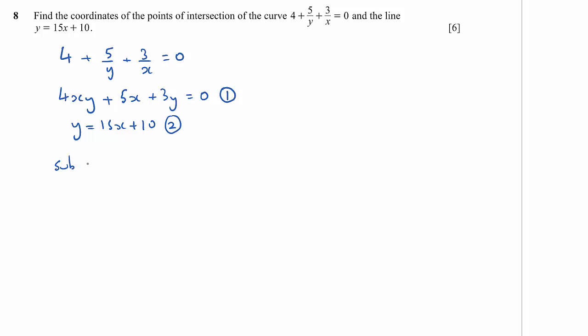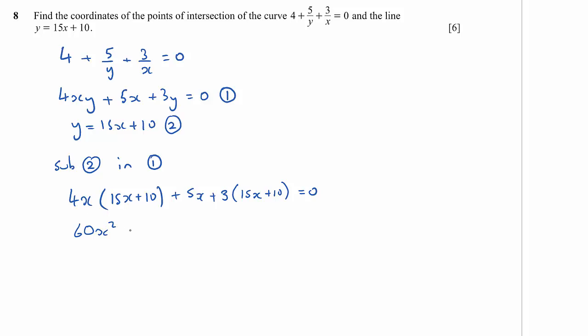And now I'm going to sub 2 in 1. So I have 4x, and then the y, replace that with 15x + 10, plus 5x plus 3, and I'll replace this y with 15x + 10, equals 0. And now let's expand out. So I've got 60x squared plus 40x plus 5x plus 45x plus 30 equals 0.